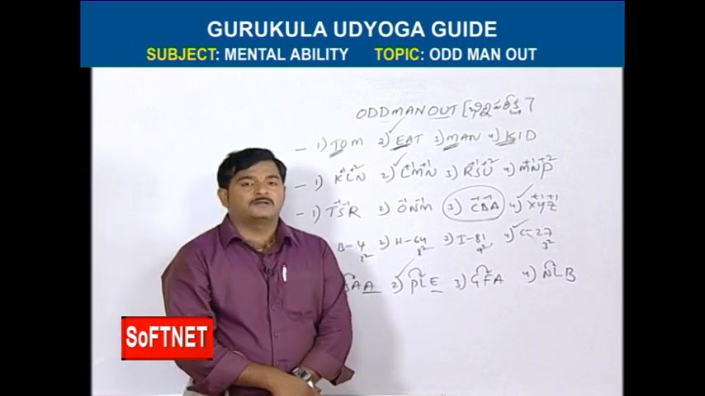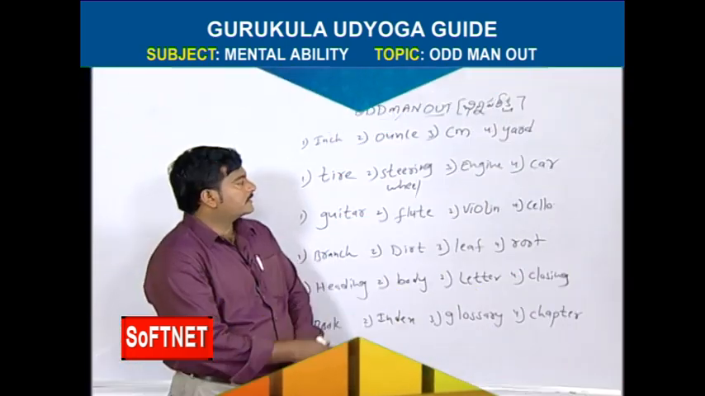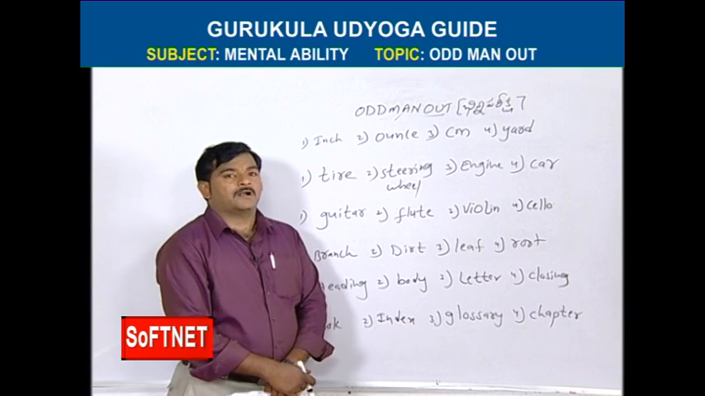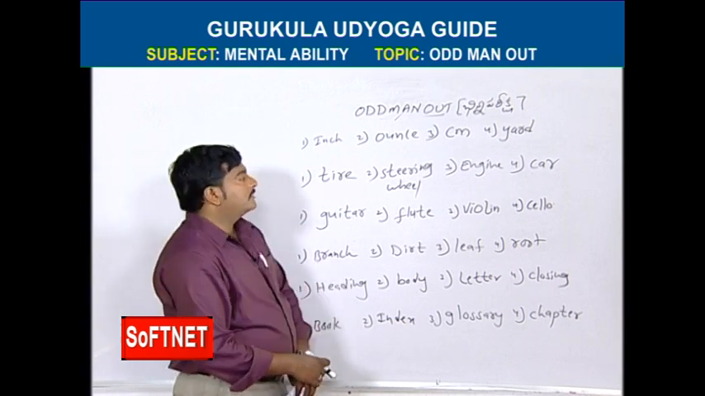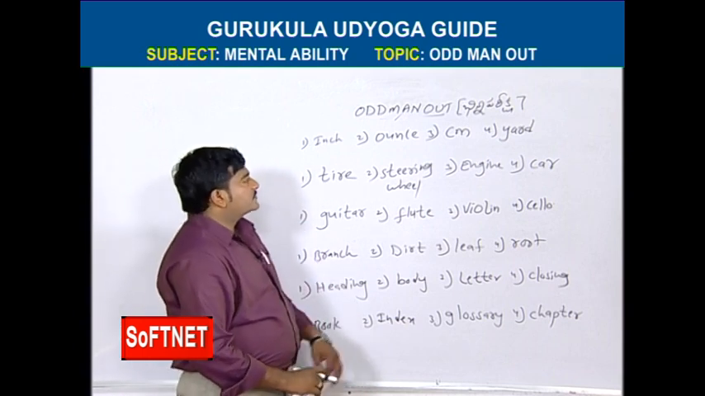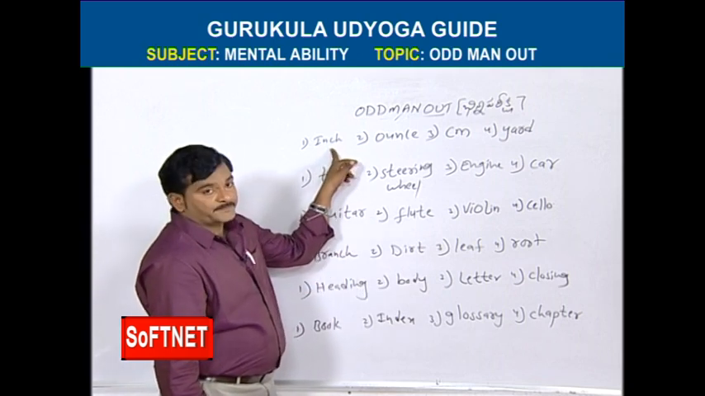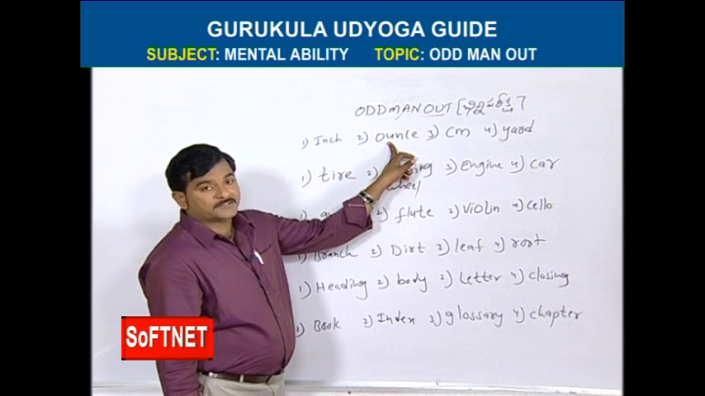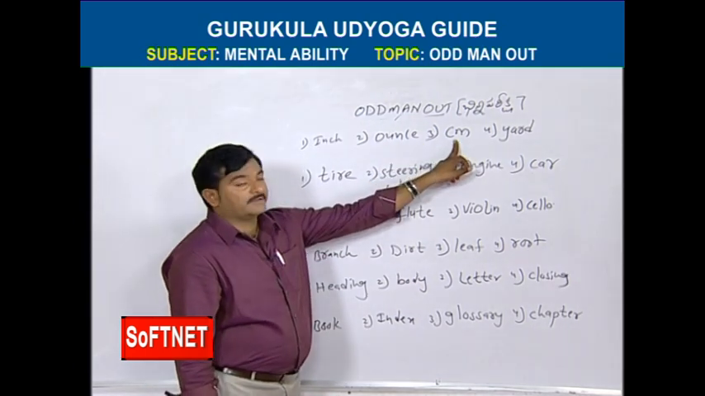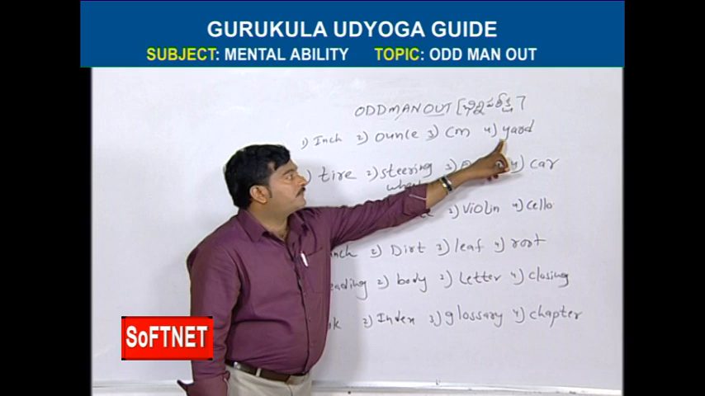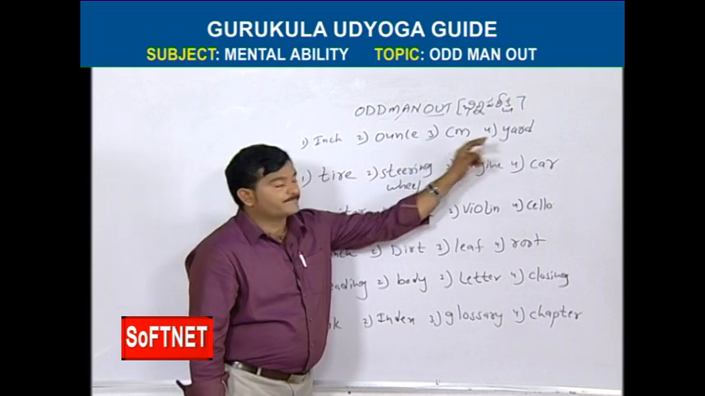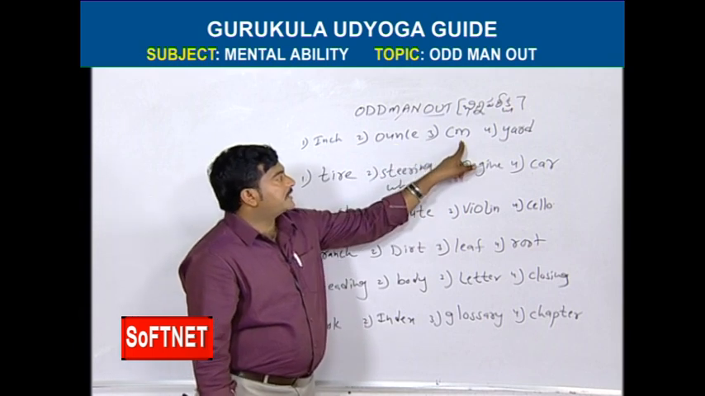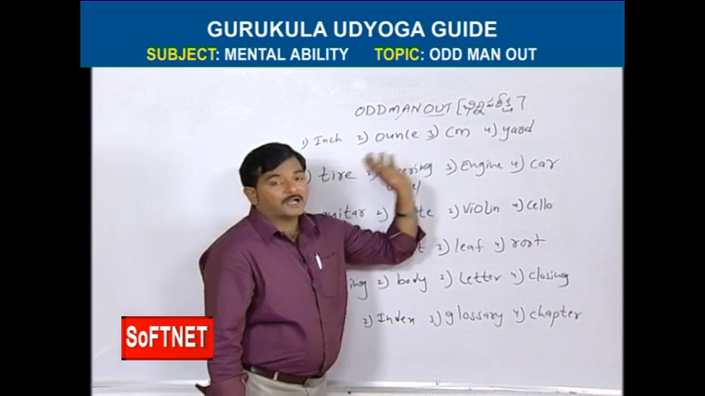Now we will focus on word odd man out. I have taken some questions regarding word odd man out. We will see one by one. See, the first option he given is inch. Second one is ounce. Third one, centimeters. Fourth one, yard. I repeat, inch, ounce, centimeters, and yard he mentioned.